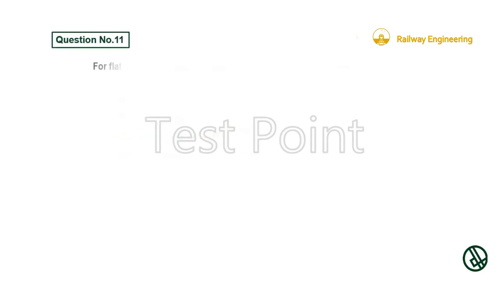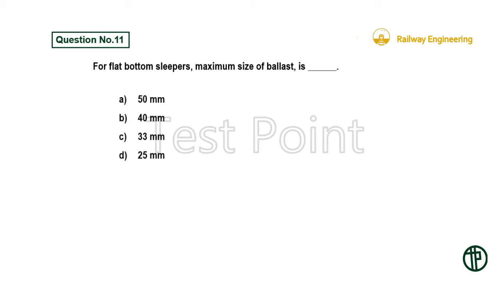Question number 11. For flat-bottom sleepers, maximum size of ballast is: option A, 50 mm. Option B, 40 mm. Option C, 33 mm. Option D, 25 mm. Answer is option A, 50 mm.